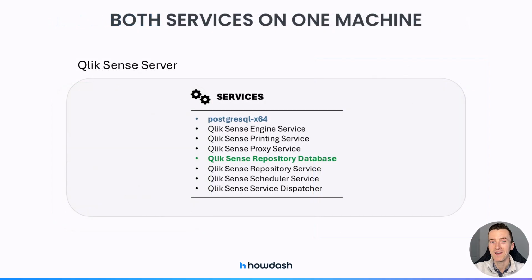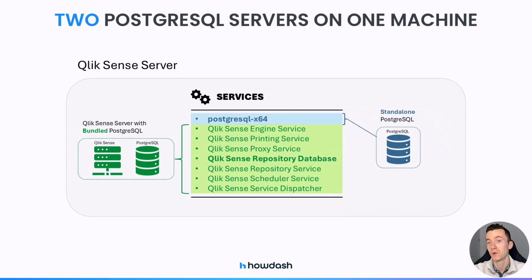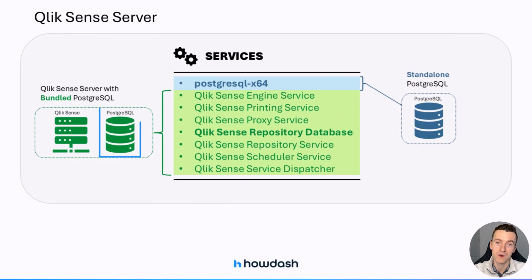Now, what if you have both services running? Personally, I haven't seen something like this, but what that could mean is that you simply have two PostgreSQL servers installed on your machine. One of them is bundled PostgreSQL that is being used by Qlik Sense. That's the one that's being operated by the Qlik Sense Repository Database service. The other is a standalone installation of PostgreSQL that's used by something else, and that's okay.